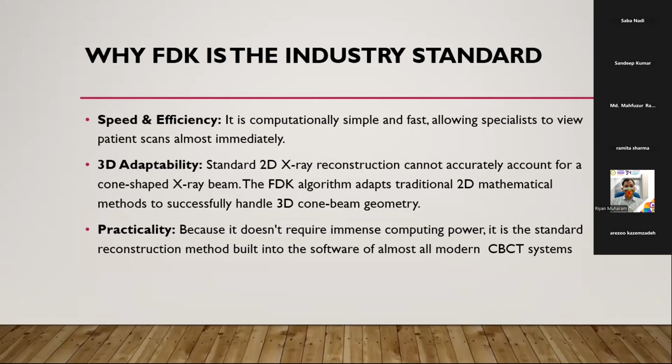So this algorithm has very good efficiency and speed, and it has very good 3D adaptability. Standard 2D X-ray reconstruction cannot accurately account for the cone-shaped X-ray beam, but in the FDK algorithm, it adapts traditional 2D methods quite precisely. And practically, because it doesn't require immense computing power, it is mostly used in CBCT systems.